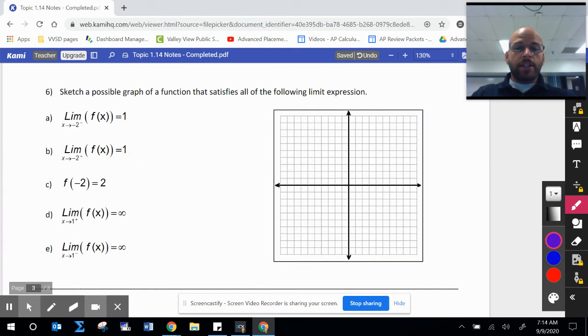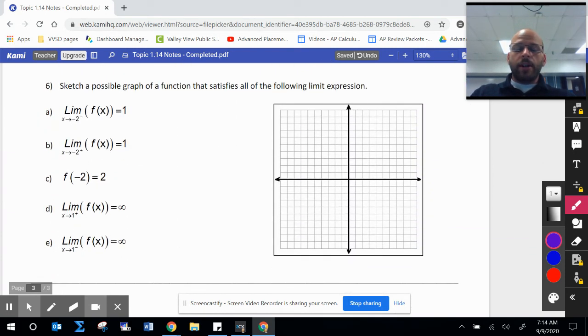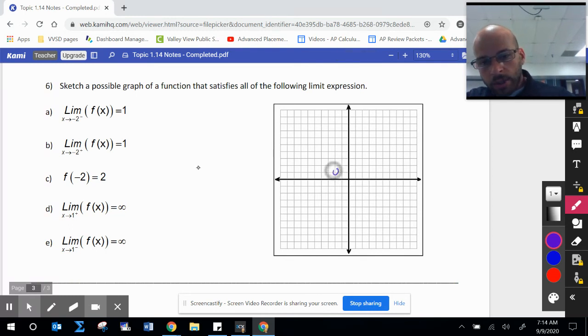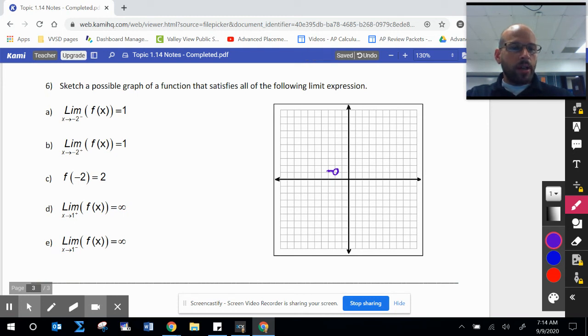All right, so let's sketch a graph. I said I was going to come back to one of these in a previous lesson. If I go from -2 from the left, here's my -2. I'm going to approach the value of 1. So I'm going to start with an open circle from the left. I kind of draw a little tail. I'm going to approach the value of 1. -2 from the right also approaches the value of 1, so I can do that. At -2, I'm going to be at 2. So I have a point here.